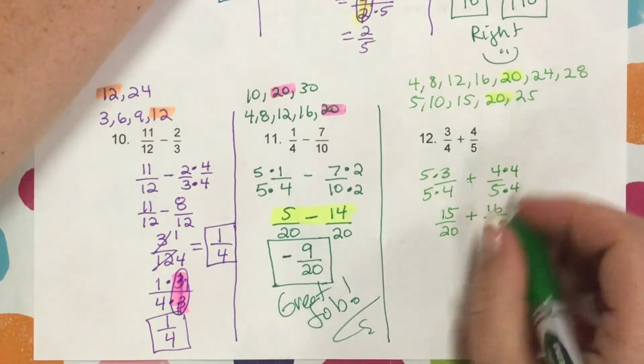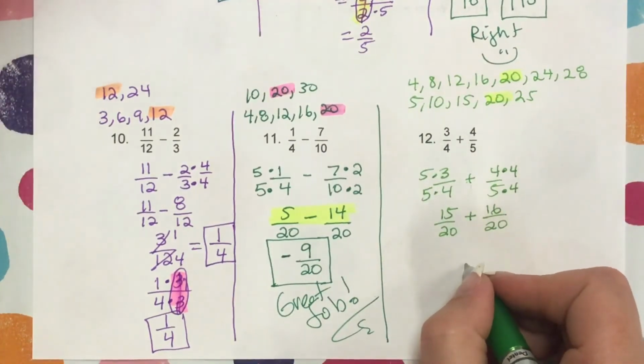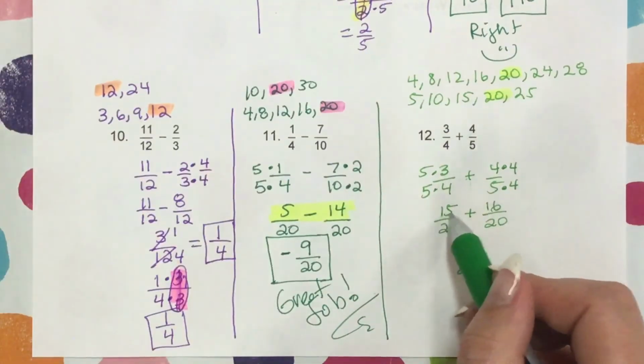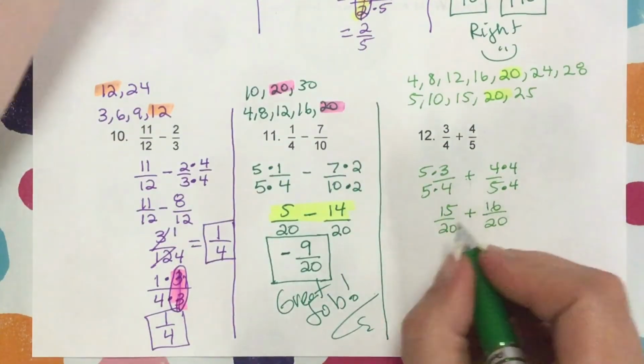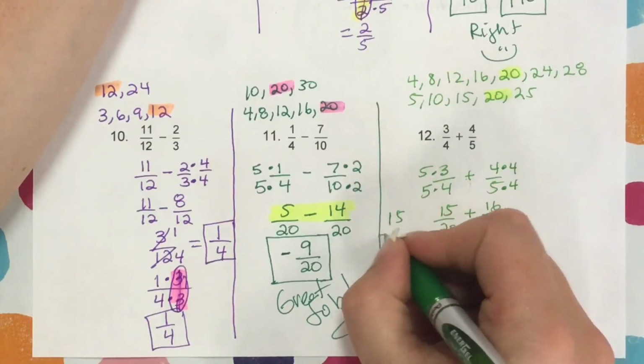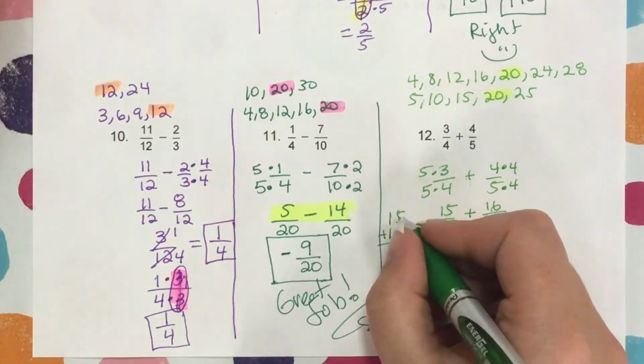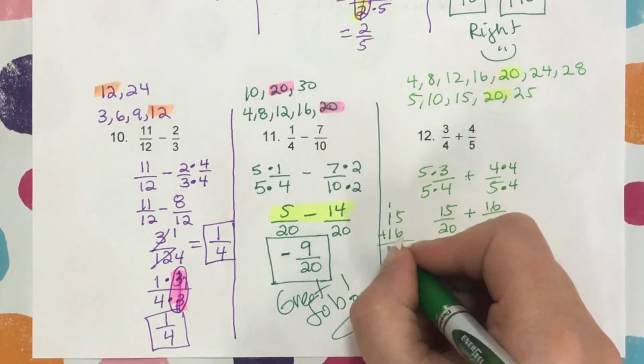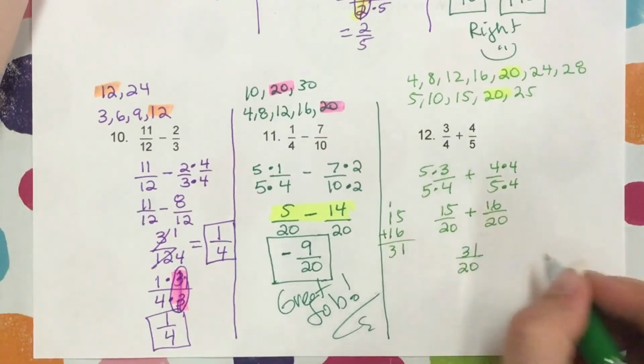Perfect. So now I have my common denominator. My answer is going to have a 20 in the denominator. And then I'm just going to add these two numbers, 15 plus 16. So I'm going to go over to the side, 15 plus 16, what is that? 5 plus 6 is 11, write the 1, carry the 1, 1 plus 1 is 2, plus 1 is 3. So my answer is 31 over 20.